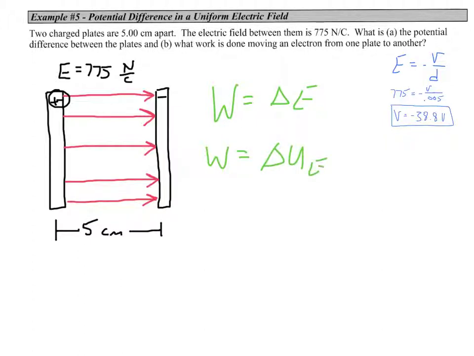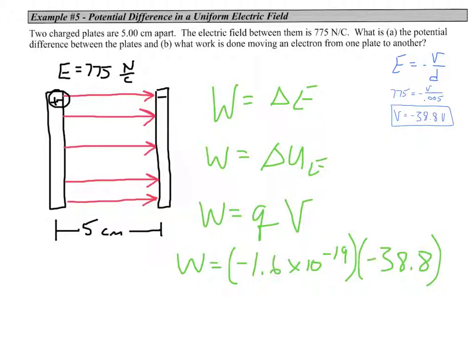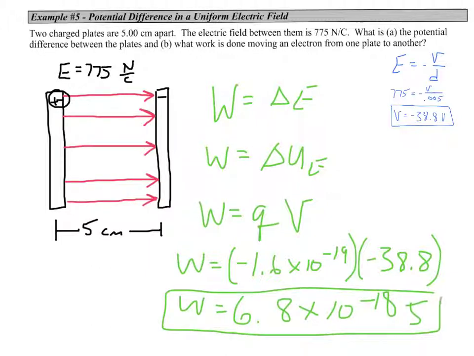Since we can set our negative plate as the 0 point for our electric potential energy, then the work that is done is simply equal to Q, the charge, times the potential difference. The charge on an electron is 1.6 times 10 to the negative 19. Our potential difference is our 38.8 volts. We end up with 6.2 times 10 to the negative 18 joules of work done to move that electron. All right, so let's move on to looking at calculating the electric potential of a point charge.